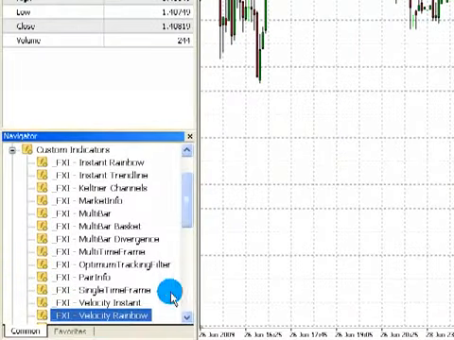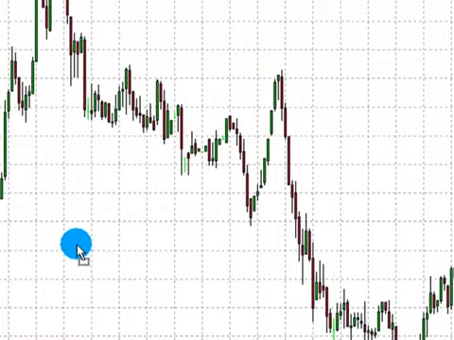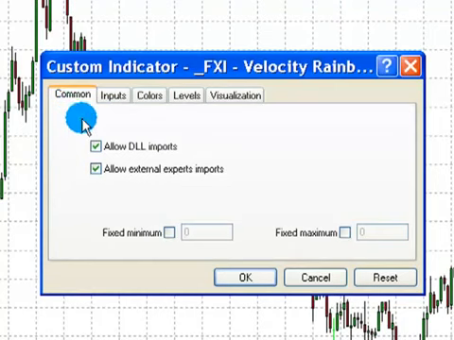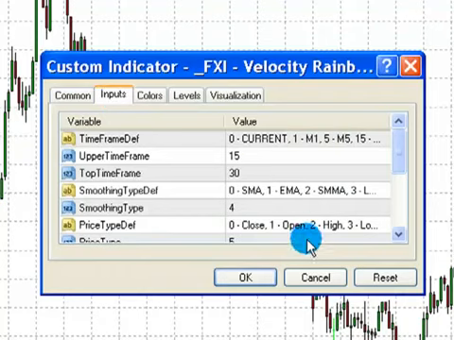So why don't we throw this on the chart? We can walk you through the settings and what it looks like. Drag it to the chart, and you'll see that the inputs come up. We're going to move to the Common tab so we can make sure that Allow DLL Imports is selected. All of our indicators and trading tools need Allow DLL Imports to be selected, so it is. And we'll move over to Inputs, and we'll walk you through the settings here.